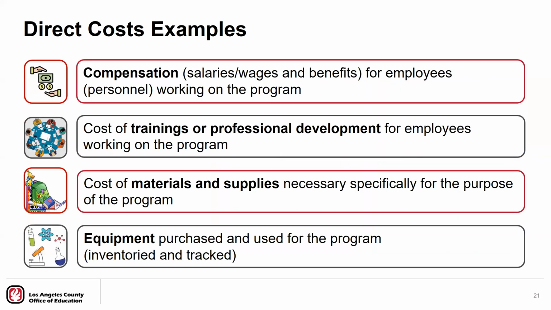Next slide, please. Okay, so some typical examples of direct costs are compensation, including salaries, wages, and fringe benefits of personnel working on the award or the grant, the cost of trainings or professional development essential for the program, cost of materials and supplies necessary for the purpose of the program, and equipment that may need to be purchased specifically to benefit and to be used in the implementation of the program. Remember, equipment costing over $500 should be inventoried and tracked.